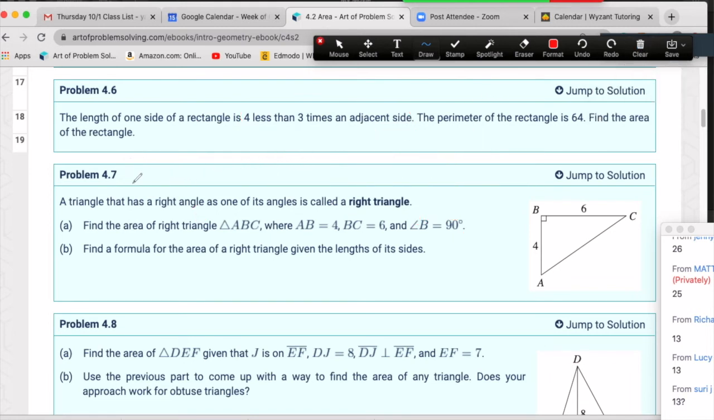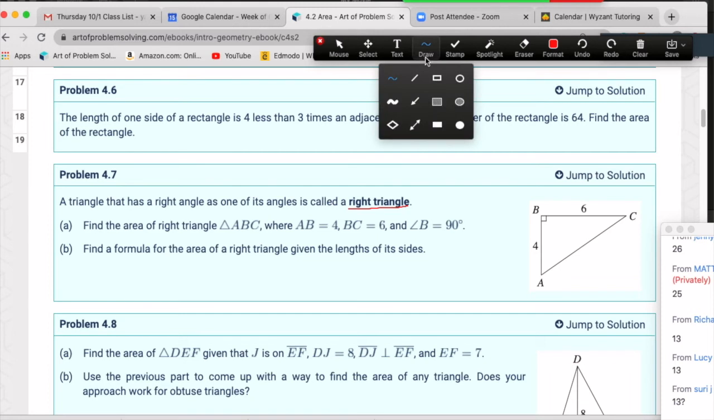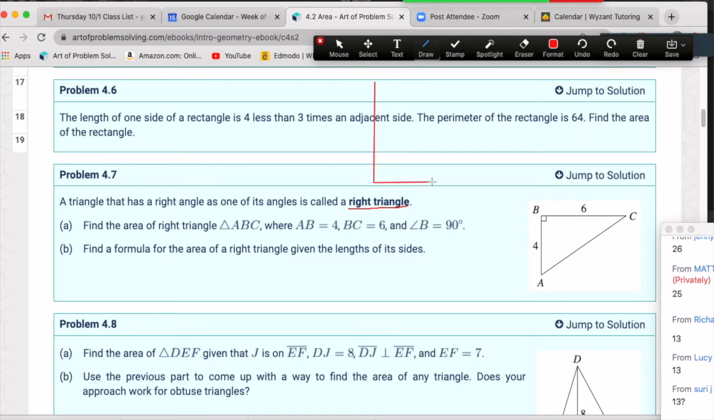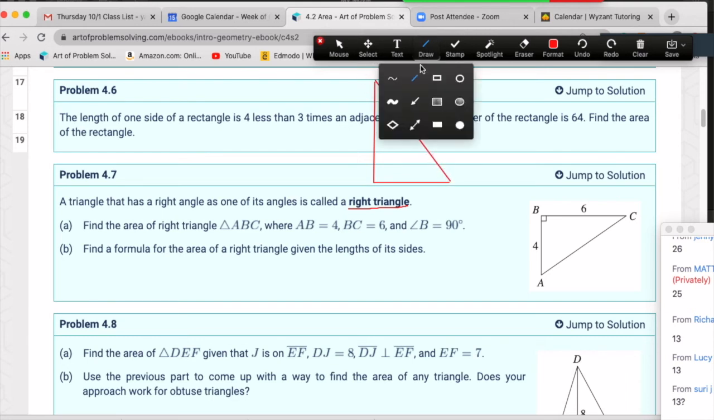Now let's see 4.7. A triangle that has a right angle as one of its angles is called a right triangle. Right angle means that the angle equals 90 degrees. Suppose we draw a right triangle here. Okay, so now let's see here. Find the area of the right triangle ABC, where AB equals 4, BC equals 6.